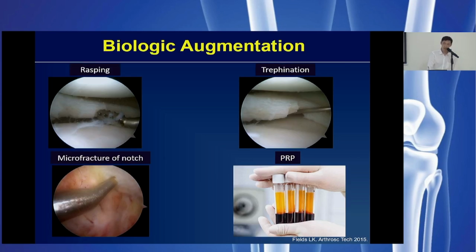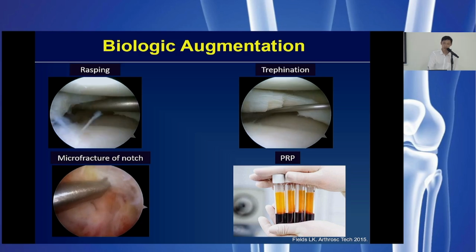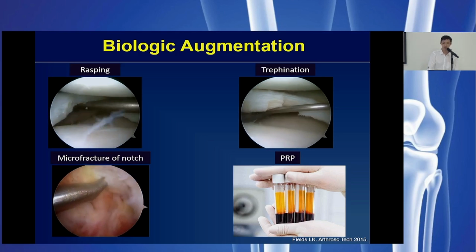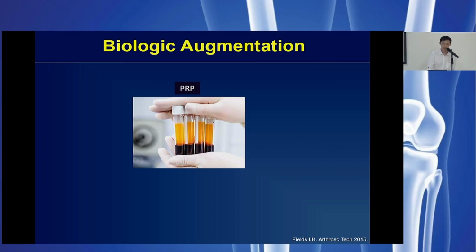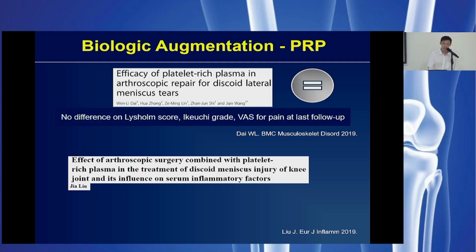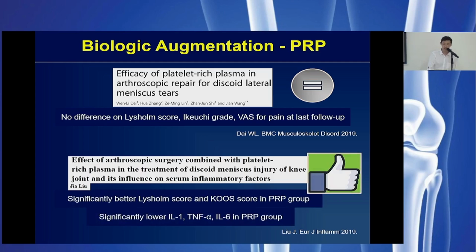So, how about the Diagnostic in Discoid meniscus? The logic of notation techniques include rasping, inflammation, microfracture, and further platelet-rich plasma or PRP. However, it's only PRP that has research evidence around these techniques. There are 2 studies comparing PRP versus no PRP in Discoid meniscus type. The first study shows no difference in functional outcome, and another study shows no functional outcome difference and also lower inflammatory markers in the PRP group. So, my research is to develop PRP and further develop in Discoid meniscus as needed.